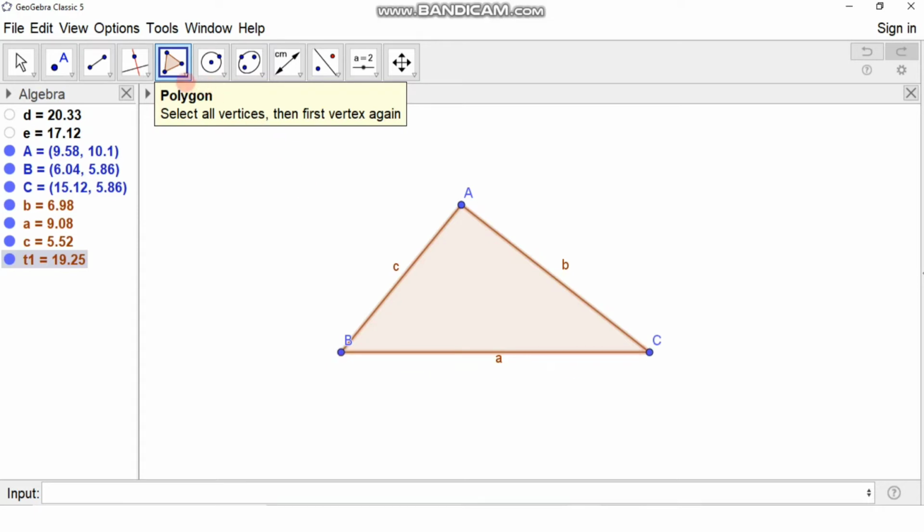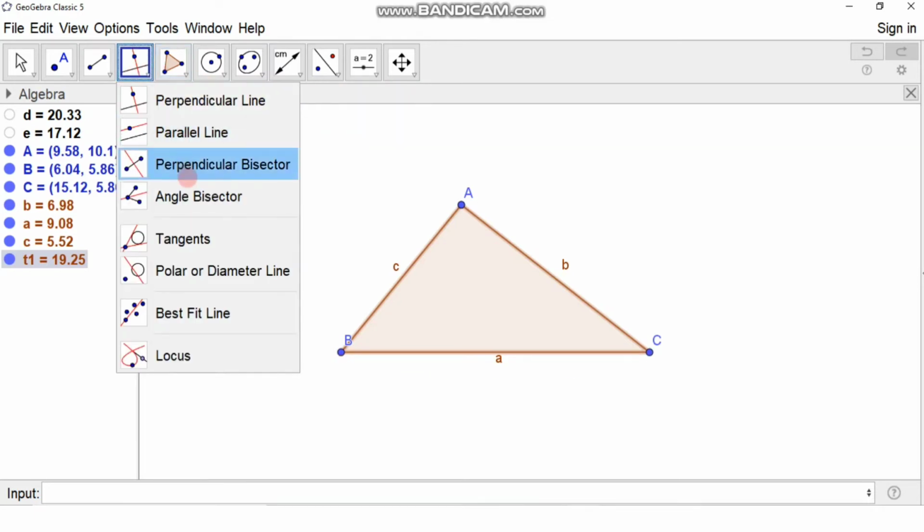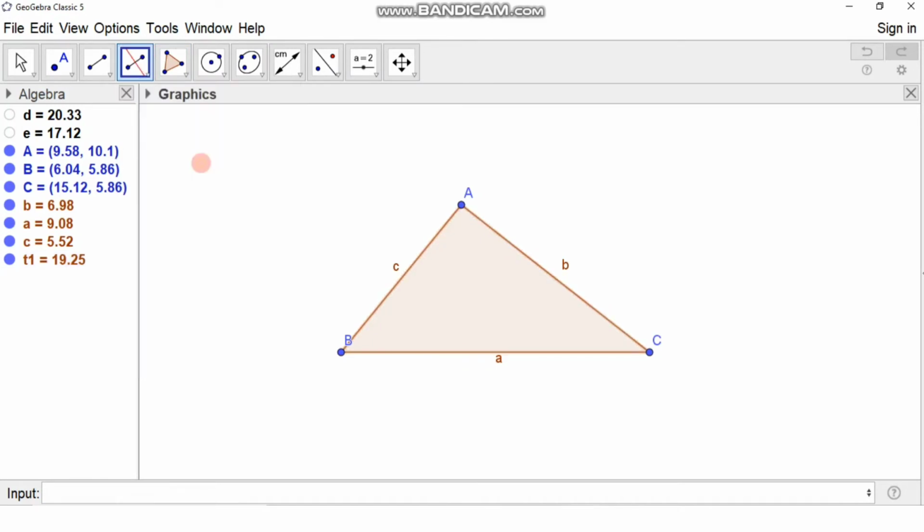So to do that, we have here the option, the perpendicular bisector. On that, we are drawing a perpendicular bisector of BC. So we'll click on the endpoints of segment BC, firstly on point B and then on point C. So line F is the perpendicular bisector of side BC.